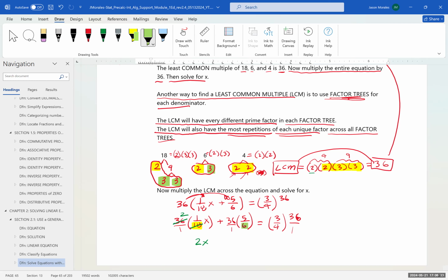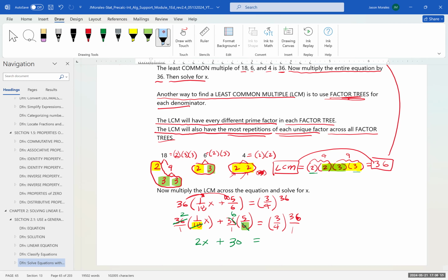All right, next we have, in our denominator, 6. So here is 6. What's going to be left after we divide 6 into 36? We'll have 6. And 6 times 5 is 30.